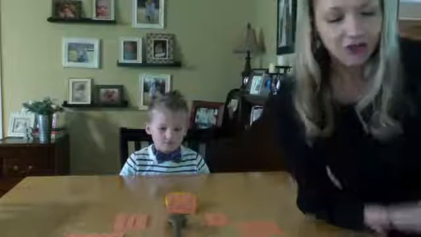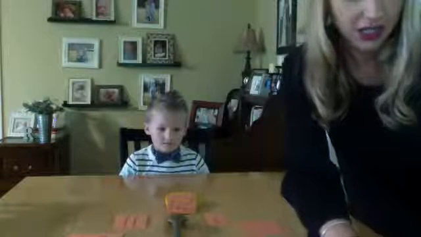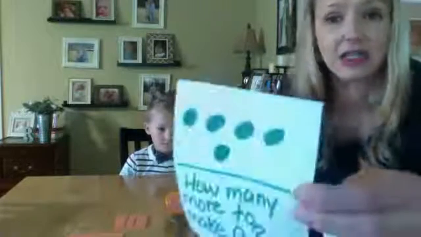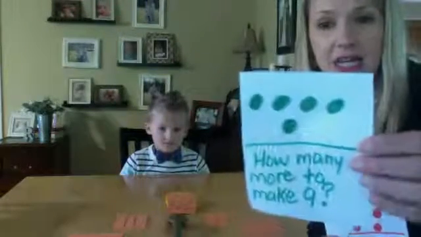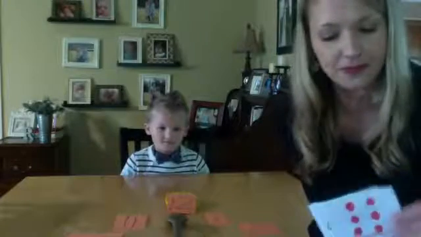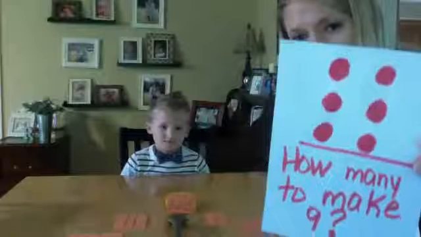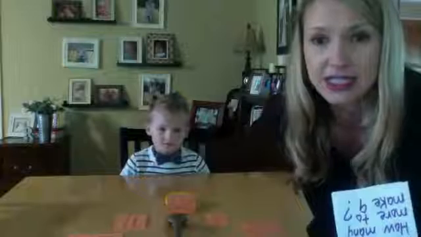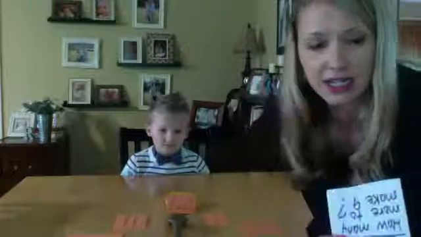All right, so first off, let's get started with some subitizing. How many more do I need to make 9? So that's 6. I need how many? That's 5. 1, 2, 3, 4. One on the bottom is 5. So I need 4 more. I have 6. How many more do I need to make 9? 6, 7, 8, 9. I need 3 more.